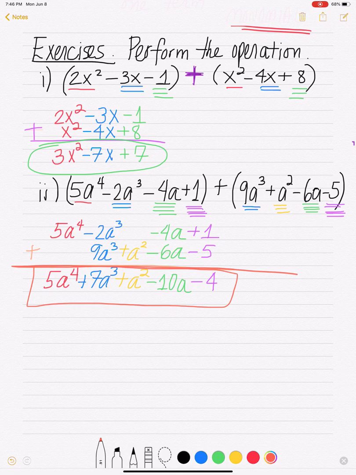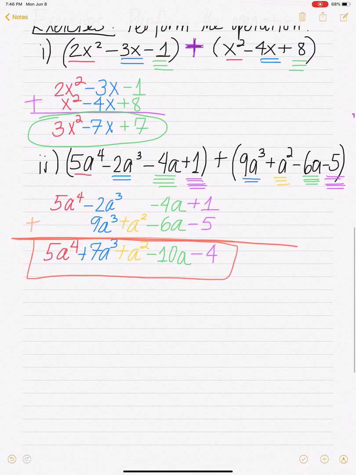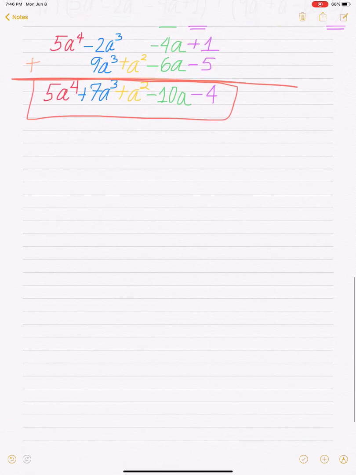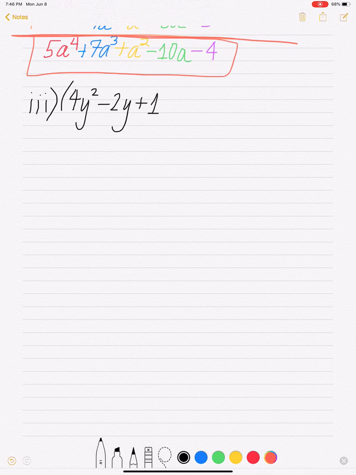So what we'd like to do, we'd like to continue. We want to look at, actually, how about subtracting? So we've learned how to add polynomials. How about subtracting? Subtracting polynomials. How about I have 4y squared minus 2y plus 1. That's my first polynomial.